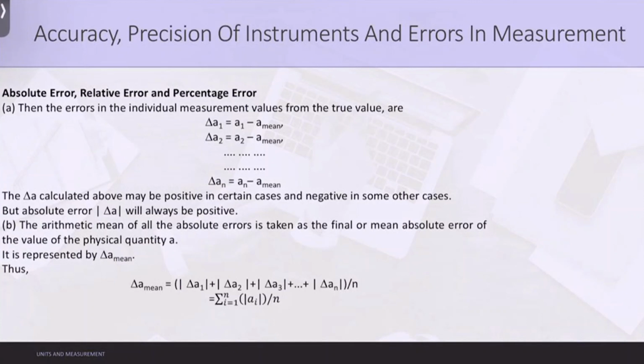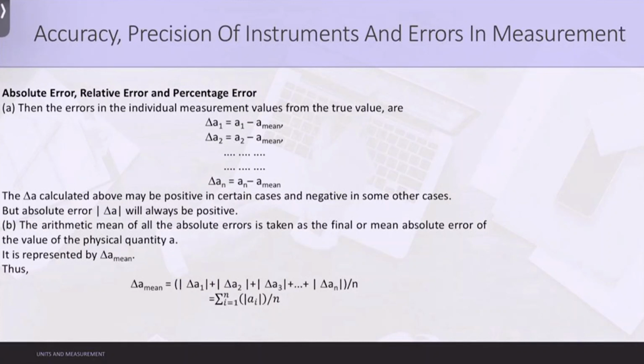Okay. Delta A calculated above may be positive in certain cases and negative in some other cases. Fine. But absolute error delta A will always be positive. Quite evident, because we are using magnitude value, so magnitude of anything will always be positive. Right? Delta A i can be positive or negative depending upon whether A mean is less than the ai value or greater than the ai value.